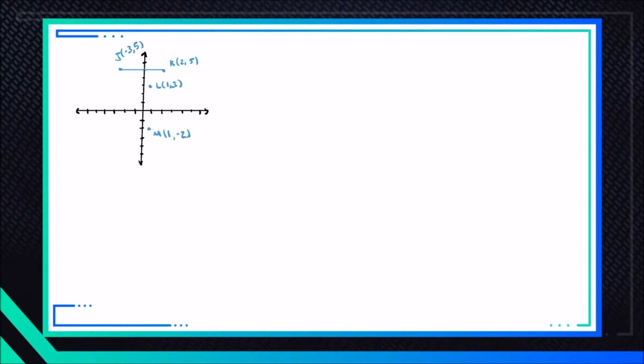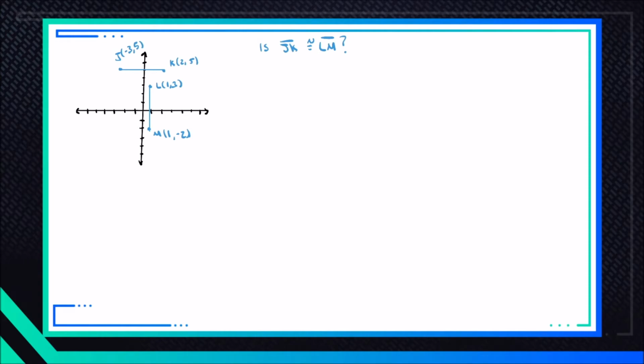We connect those two with a line segment. Notice that I'm not exactly there at 1. That's okay. This is just an example. I'm going to ask the question, is JK, the line segment JK, congruent to the line segment LM? And so we have to find the length of each one of these segments.